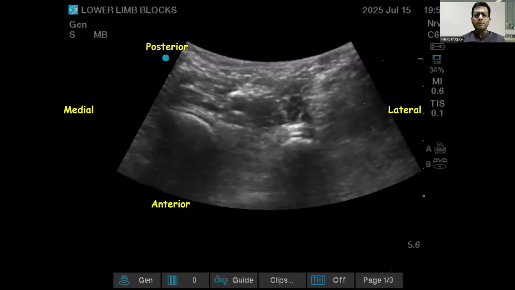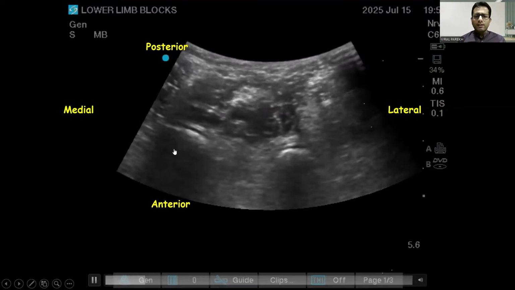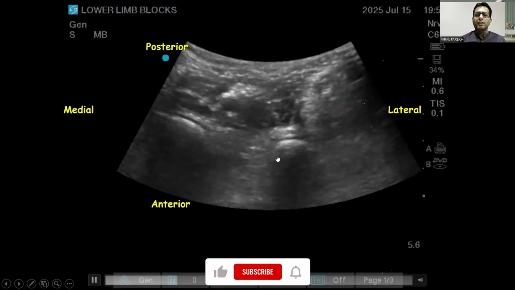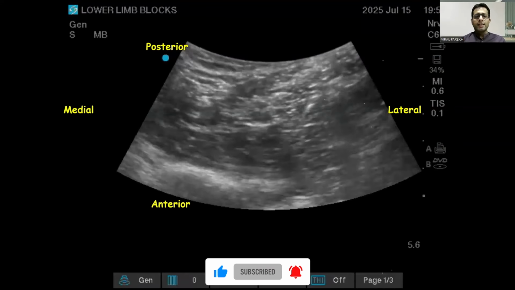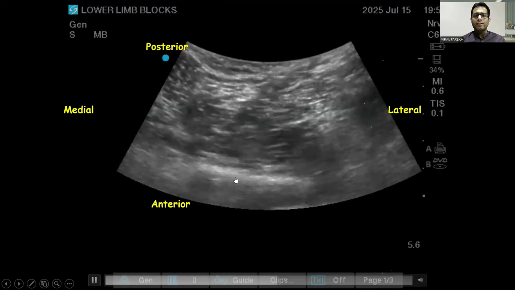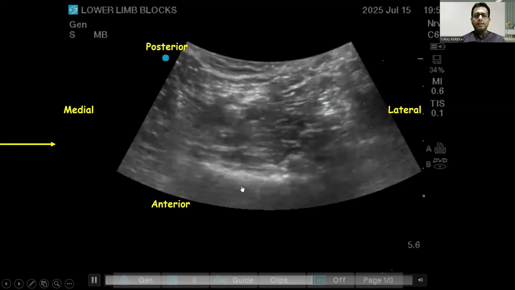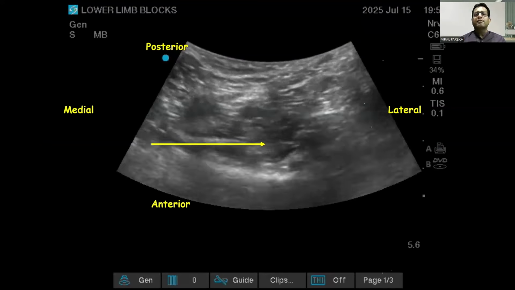And this is a similar image with a curvilinear probe. With a curvilinear probe, we can definitely appreciate the condyles better. And as I move more cranially, this is the posterior aspect of the shaft of the femur. And again, the needle can come either from the medial or the lateral aspect.